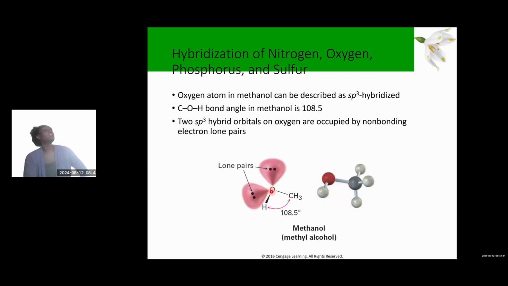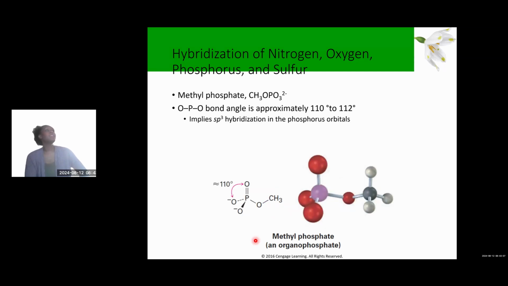Again, when you're dealing with oxygen here, it still has 4 domain areas, 2 bonded and 2 pairs of non-bonded electron pairs, but it's still 1, 2, 3, 4. So you're still having that sp3. All right, and again, you still see a bond angle of about 109 degrees.